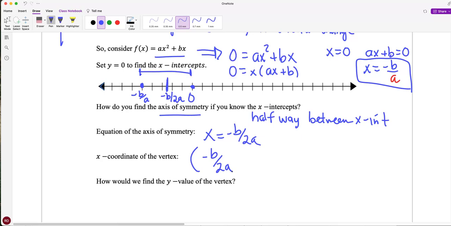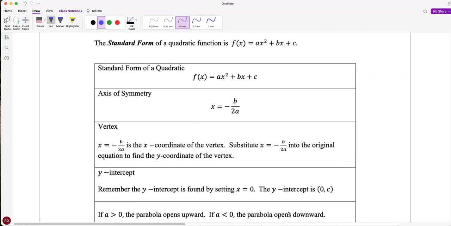And then how do you find the y-coordinate of the vertex? You're just going to need to plug that value into the function. So negative b over 2a. Okay. Now, this looks confusing, but let's just take a look at it. Here is the standard form of a quadratic: ax squared plus bx plus c. You just have to know this.